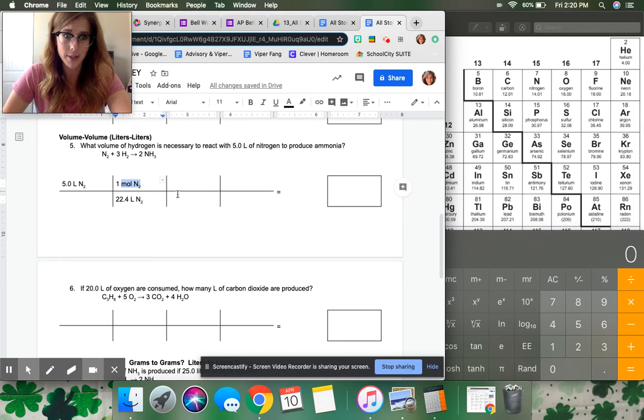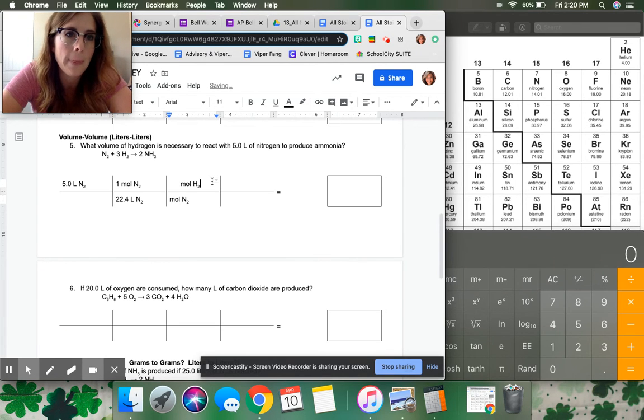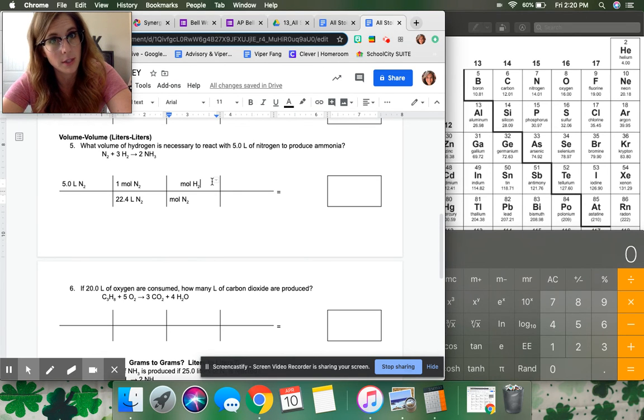So then we're going to move on to our next step. We're always going to say what goes up must come down. So I know moles of nitrogen goes at the bottom. And remember, our second step is to convert to the moles of the next substance that we want. In this case, the question is asking what volume of hydrogen. So I know I'm going to have mole H2 at the top. All right, remember to go from moles of one substance to moles of another substance, we use the mole-to-mole ratio. Mole-to-mole ratio is the coefficients in the balanced chemical equation.